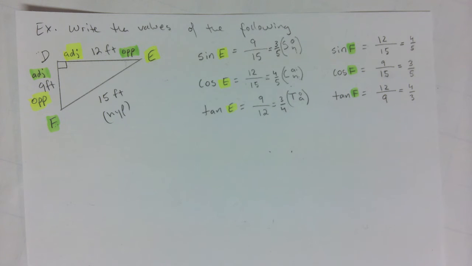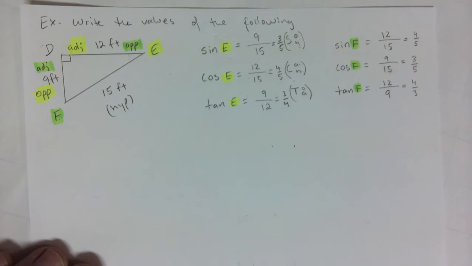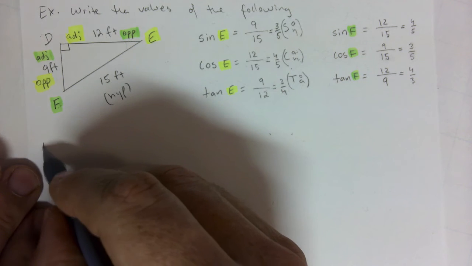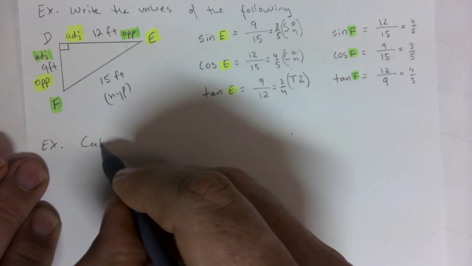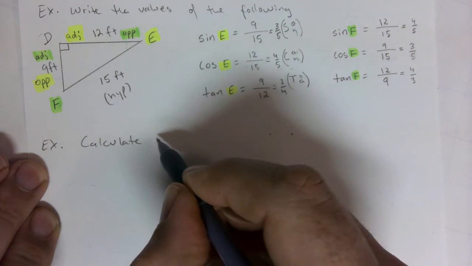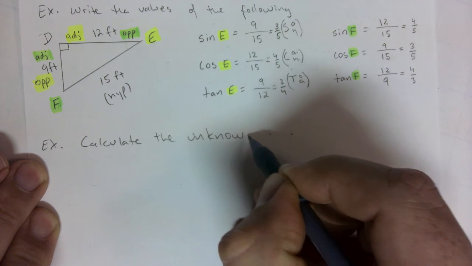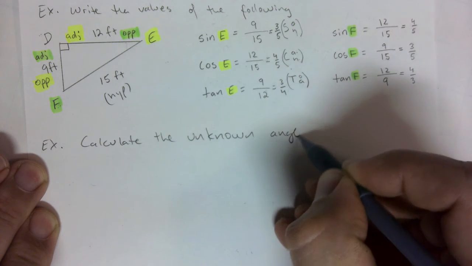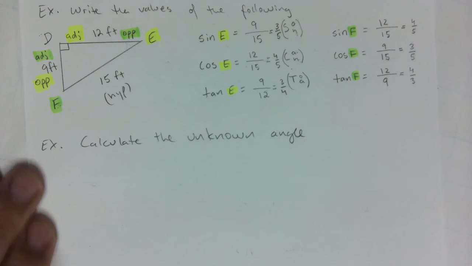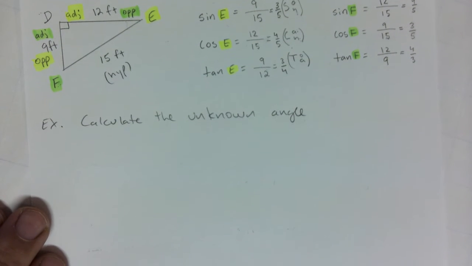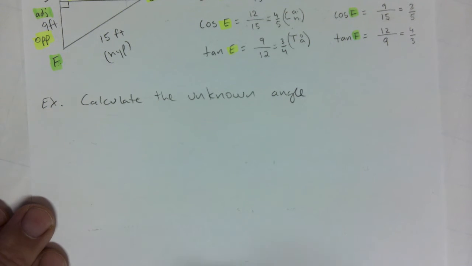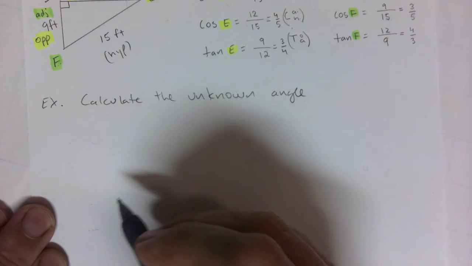Okay, so let's do some math now. This was just identifying. We'll do some math here. Example: calculate the unknown angle. And here you have to be very careful because I want you to follow the steps if you want to be all right in the next grade, okay?